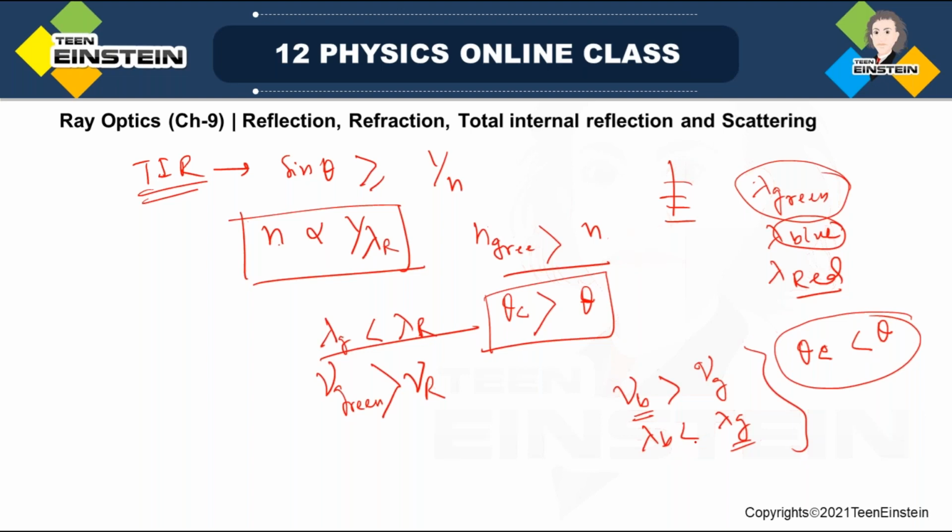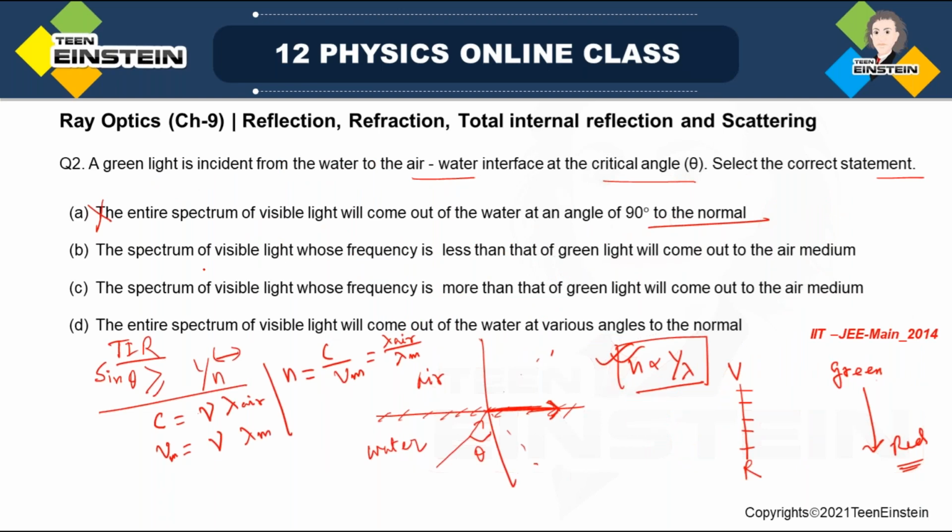So the colors which have frequency more will actually suffer total internal reflection. So the next option was that the spectrum of visible light whose frequency is more will come out to the air. This is not true. It will not come out to the air. This will remain, because this satisfies TIR. Okay, but this will not satisfy TIR. So the colors having frequency less than that of the green will actually refract to the air. So this will come out of the air.